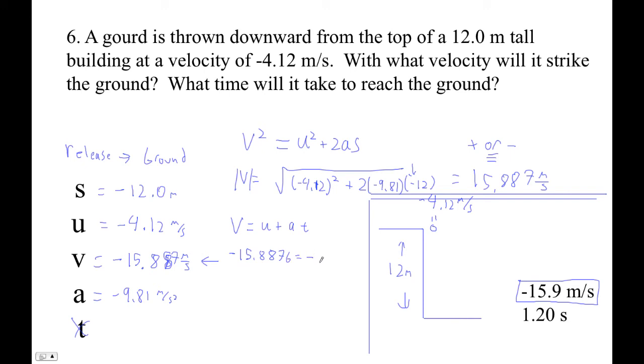And then that equals negative 4.12, sorry, 4.12 plus negative 9.81. I'm running out of space. Okay, times the time. Now we're set. We're going to solve this guy right here. Let's see. Okay, divided by 9.81. I get 1.1995 and blah, blah, blah seconds, right?